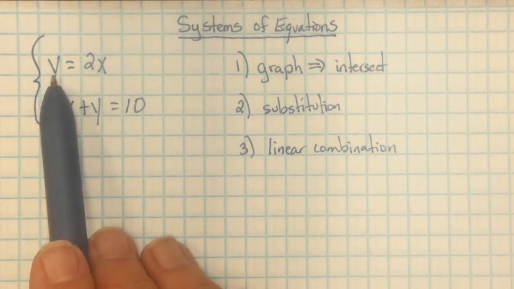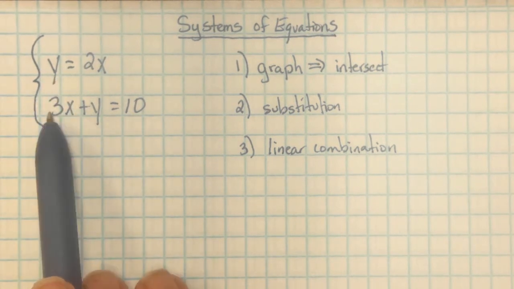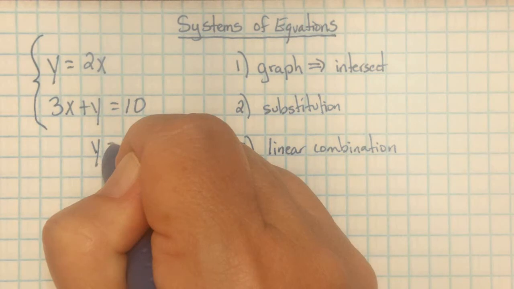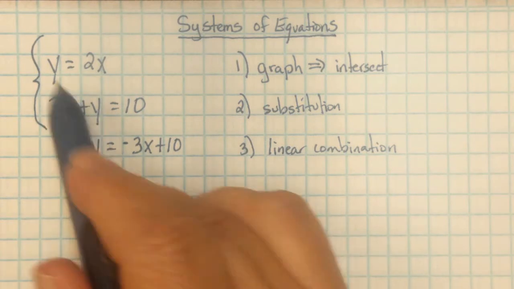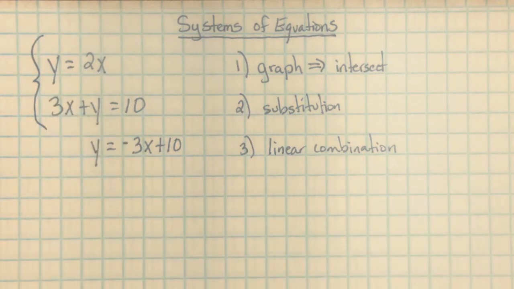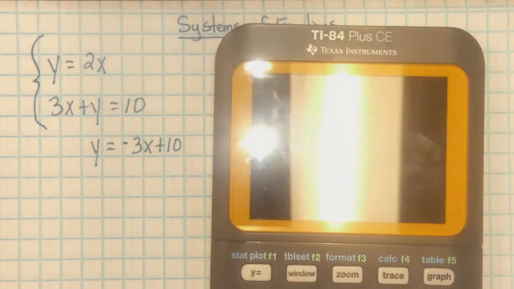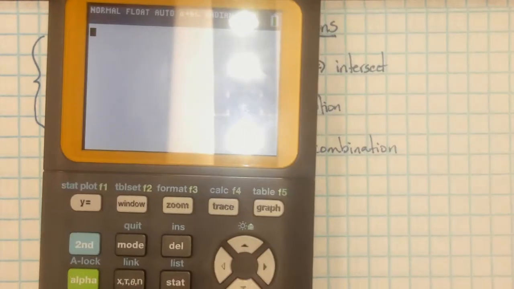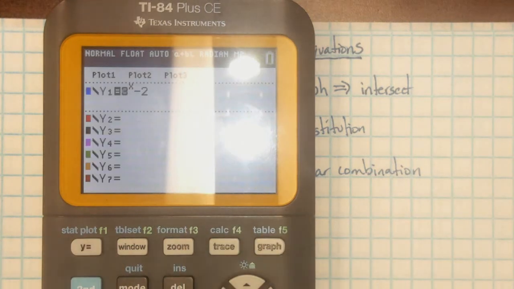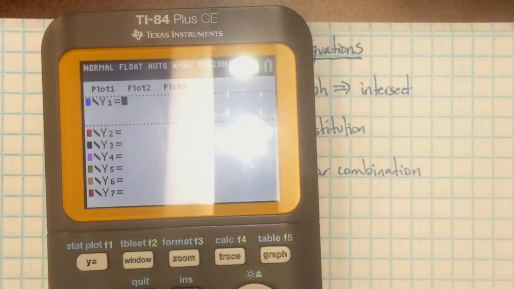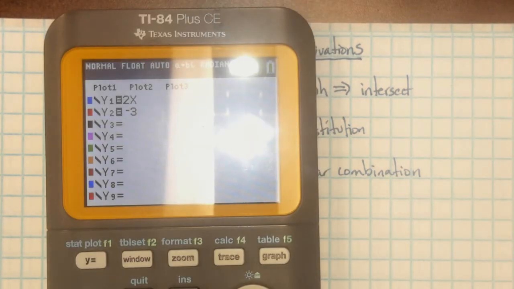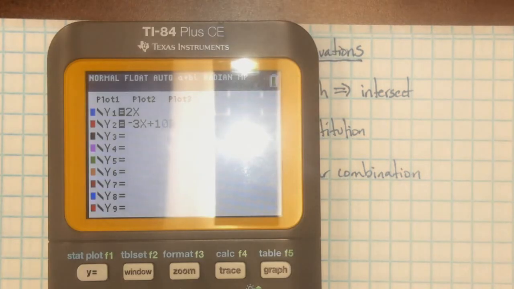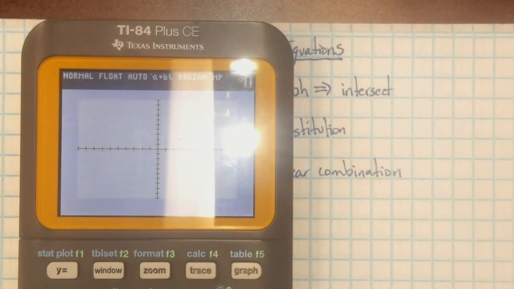So for this one, the y is already by itself, and then I can easily manipulate this equation, can subtract 3x from both sides and get negative 3x plus 10. So when you can get y by itself easily, then graphing is a good way to do it. So if I go to my graphing calculator and go to y equals and clear whatever's there, I type in 2x in y1 and then negative 3x plus 10 in y2 and I graph those two lines.